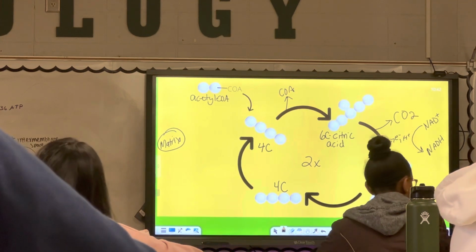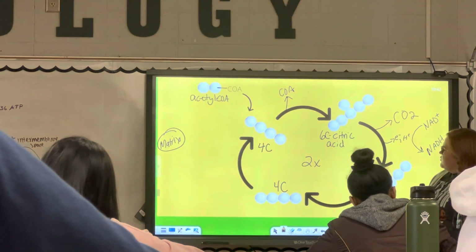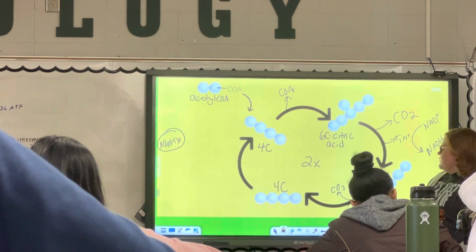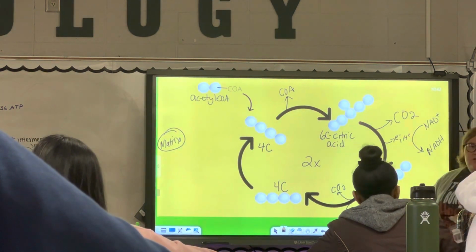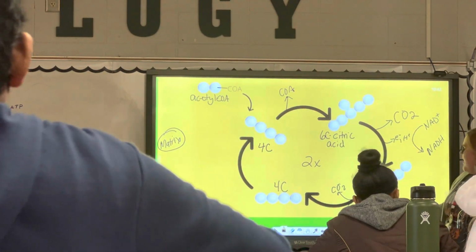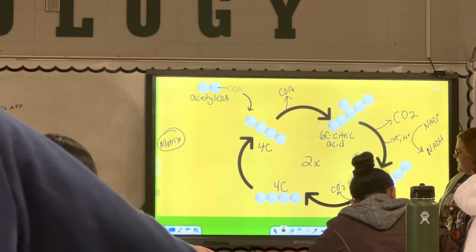And then we're going to do the same thing here. We're going to break down this 5 carbon into a 4 carbon. So we're losing the carbon as CO2. We're also going to lose our electrons and the hydrogen ions again. And those are high energy. So again, we're going to have NAD plus come in, pick those up, and produce NADH.